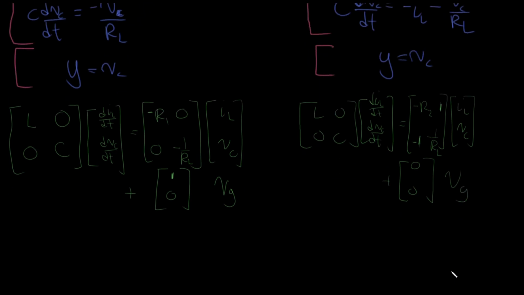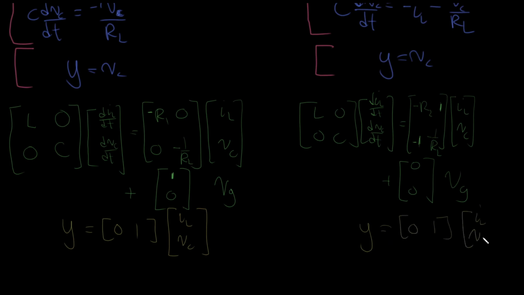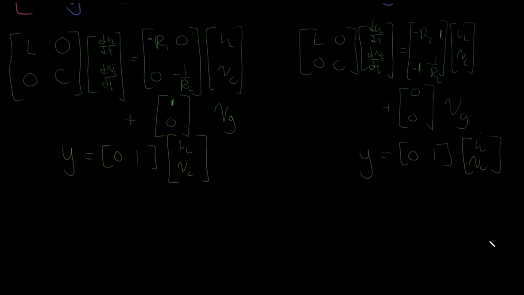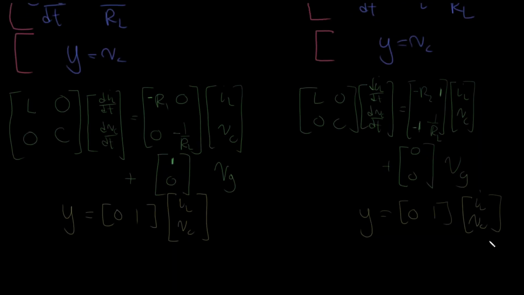Great. So these are our two equations, and we can also include something for y, right? So in this first term, y is just going to be equal to VC. So what do we have? We want to pick out, this is a single variable. We're multiplying it by our state vector, IL, VC, and we only want VC, so the matrix that we multiply it by is 0, 1. Similarly, over here, y is going to be equal to 0, 1 times IL, VC. Great. And there's no VG in the y term, right? So we don't have to include that.